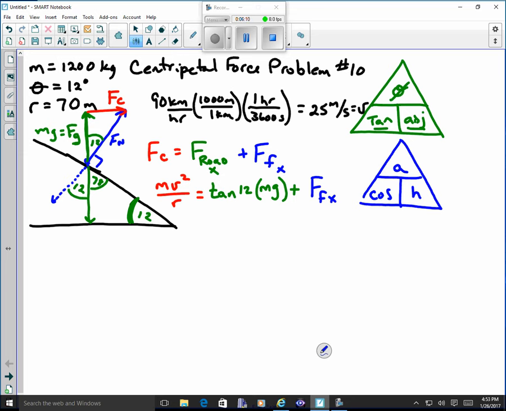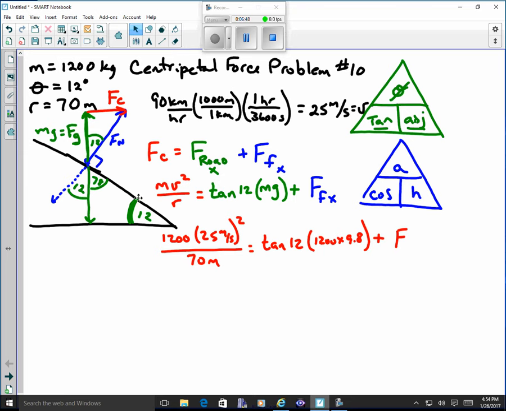Well, the mass of the car ends up being 1,200. We got a velocity of 25 meters per second. Don't forget you got to square that. That's 1,200 kilograms, and the radius was 70 meters. That equals the tangent of 12 times the mass of 1,200 times gravity of 9.8. And that's plus the friction force.